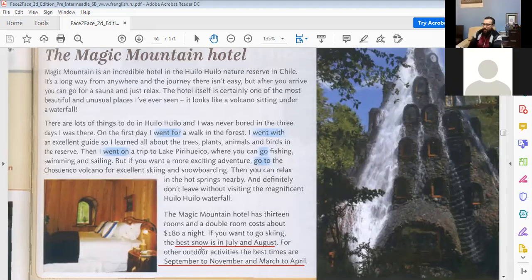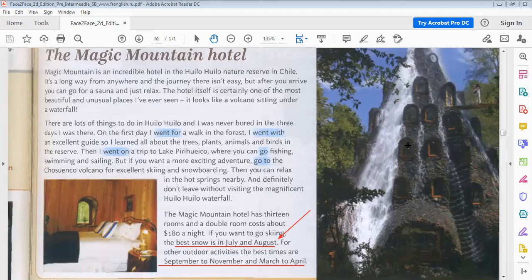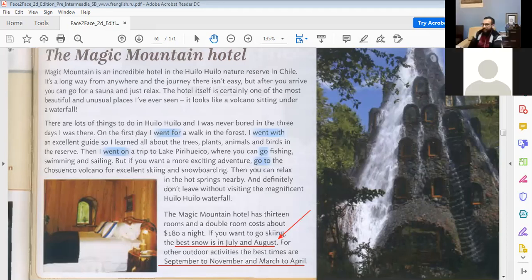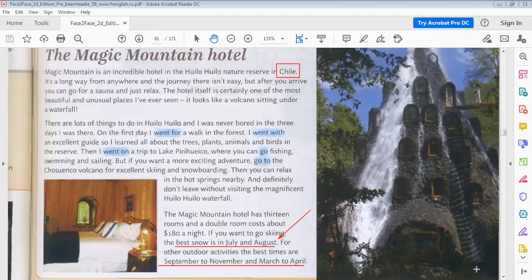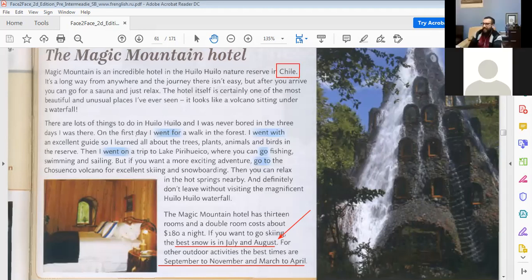Okay, so the question is, why is there snow in July and August? Because here it says the best snow. South Chile. Sorry, who? South of Chile. What about Chile? You mean it's close to the south pole? Okay, you're getting close.